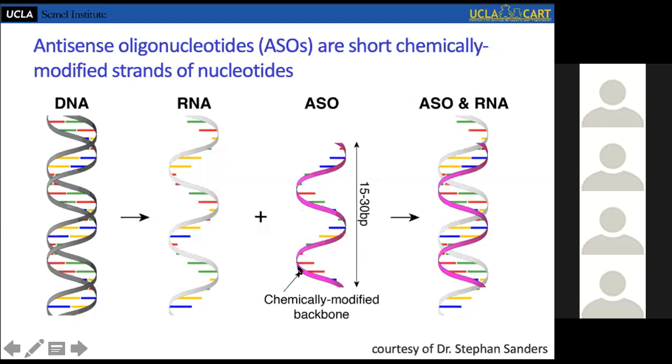ASOs are chemically modified strands of nucleotides that bind to the RNA. They're complementary sequences to that messenger RNA. When they bind to the RNA, they can stop or change the translation of those genes into protein. So they can directly affect, in that way, the downstream effects of whatever the genetic change might be in an individual. Now, ASOs don't cross the blood-brain barrier, so they usually need to be given intrathecally. But ASOs have been really exciting in our field.